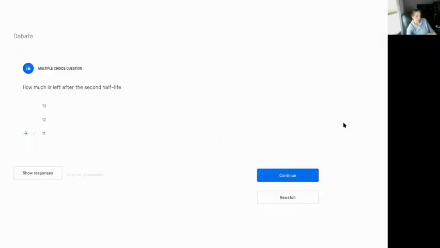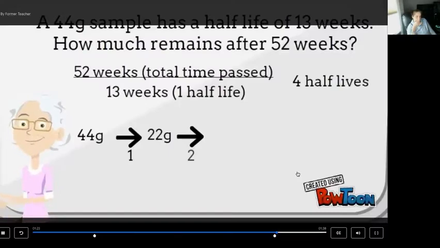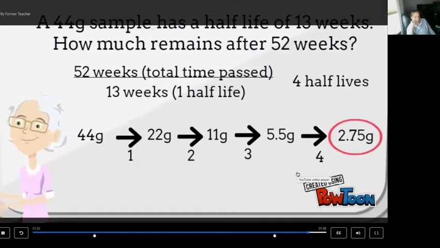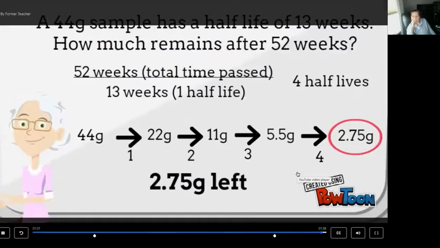Okay. 22 grams. Put it through a second half-life and we get 11 grams. Put it through a third and we get 5.5 grams. Put it through the fourth half-life and we end up with 2.75 grams. And that's your answer. You end up with 2.75 grams left of that 44 gram sample after 1 year.